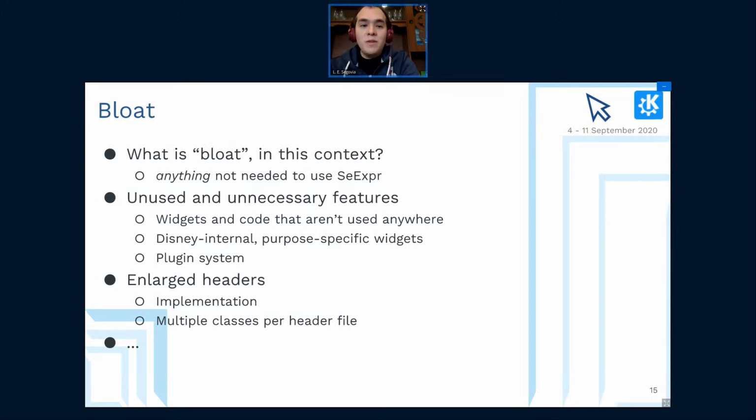What is meant by bloat in this context? I mean, literally anything that a host application like Rita doesn't need to use or know in order to embed CXport. This means unused and unnecessary features, for instance, code that isn't used anywhere, which appear to be for Disney internal tools, as well as a plugin system. I also mean enlarged headers, for instance, multiple classes per header, as well as not repeating the header and CPP code separation. There is more in the next slide.